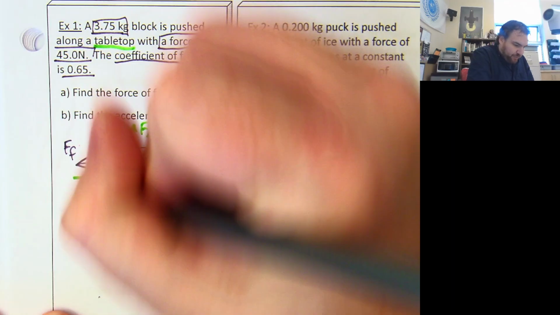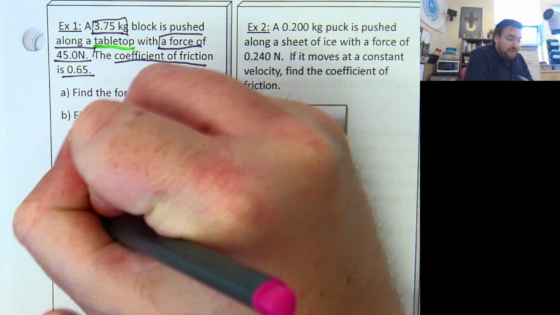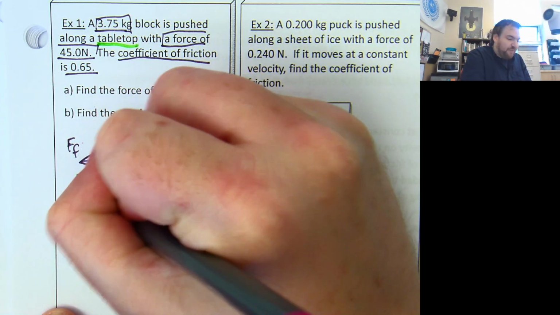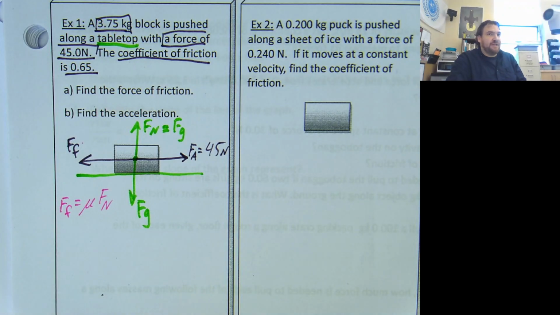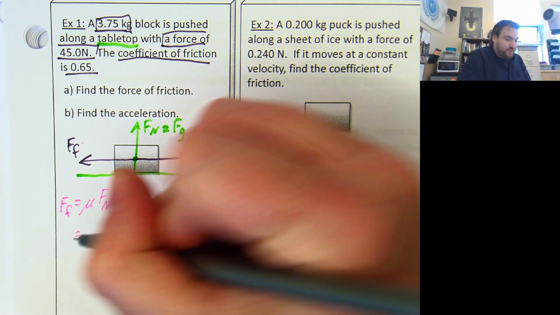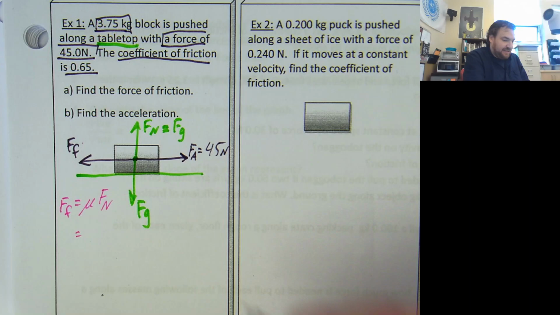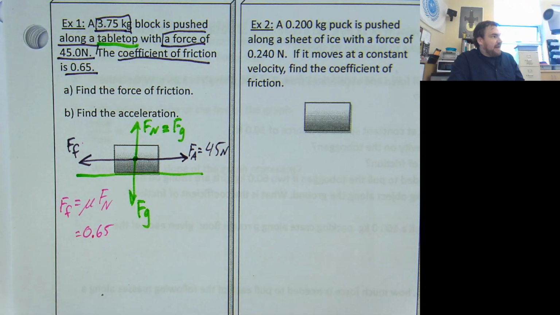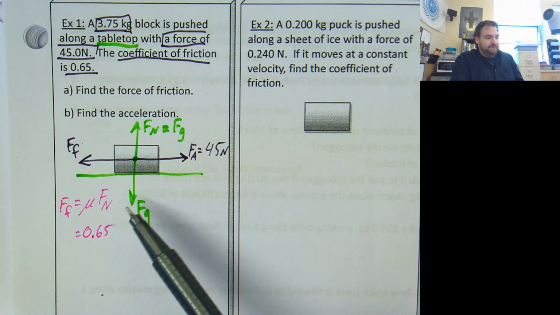Friction is equal to, let's go below it here, to find friction, friction is going to be equal to the coefficient of friction times the normal force. Always write down the formulas for the things you're trying to find. And we know one of these. We know the coefficient of friction is 0.65, so we can put that in here. And what we need to do now is multiply that by Fn.